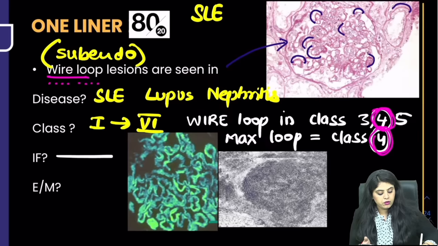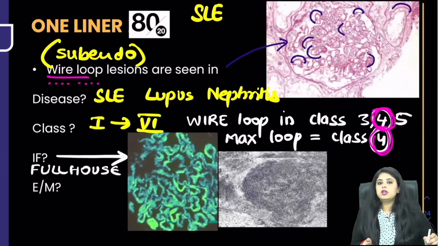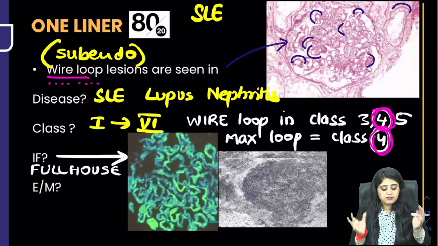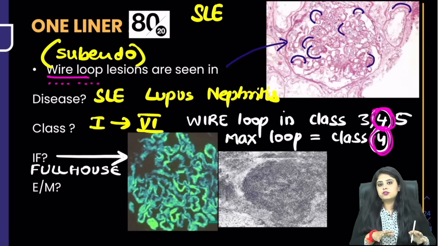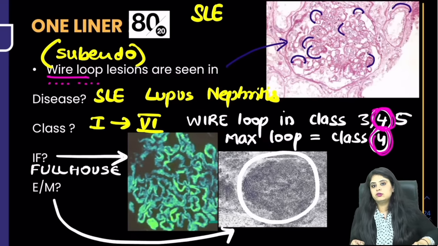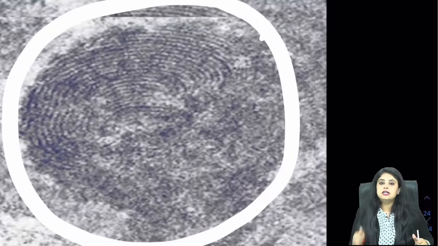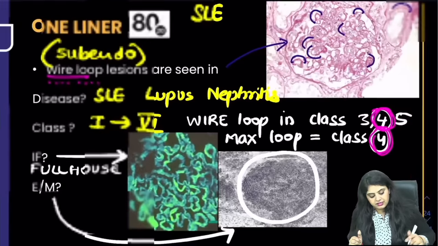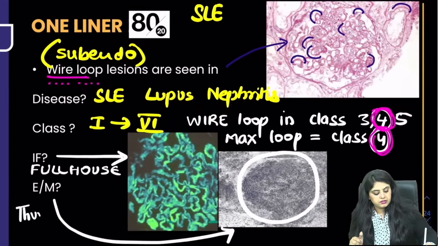What do you see on immunofluorescence? I've got all the answers. It shows you the full house effect. What is full house? Full house is a house party. I'm not writing it, but house party means everyone. IgG, IgA, IgM, C1, C2, C3, all these complements, all these immunoglobulins, everything is going to come and have a deposition over here. So it's a full get together, full house party. And what do you see on electron microscope? Someone who has never read also can identify this picture. It's so classical. It's looking like a thumbprint appearance. Exactly. So thumbprint appearance is going to be seen.